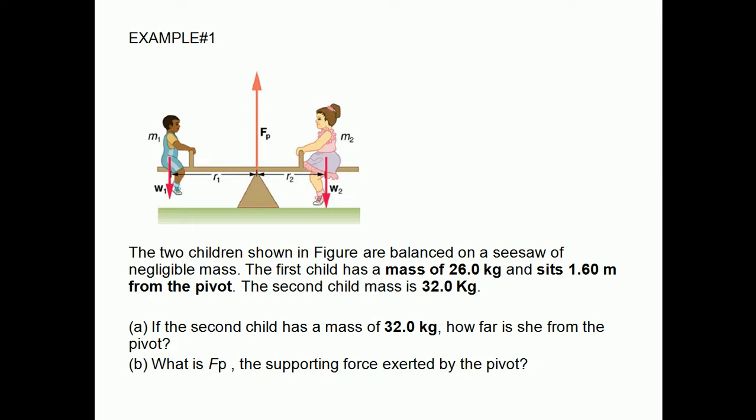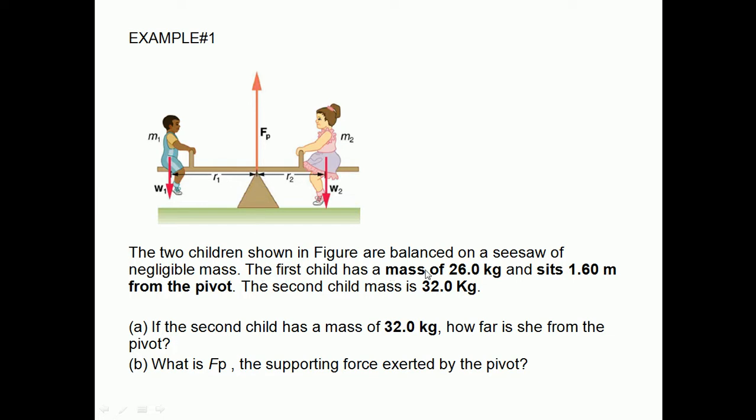This is a good example that we will be discussing. It is a lengthy example, but we should understand that suppose there are two children sitting. One is the lighter boy and the other is the heavy girl. So two children shown in the figure are balanced on a seesaw. They are sitting on a seesaw of negligible mass. We are just ignoring the mass of the seesaw.